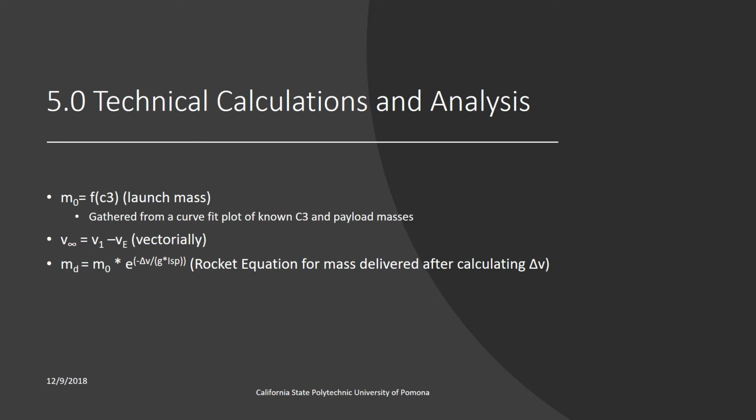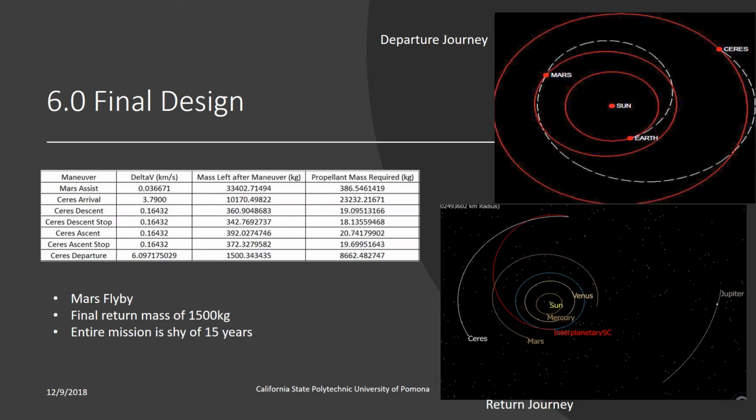We determined our initial mass from the C3 value we determined of our trajectory from Earth to Ceres. The propellant mass for certain maneuvers was determined from the rocket equation given spacecraft delta Vs. The final mission design required a Mars flyby before reaching Ceres and a total mission span of nearly 15 years and a return to Earth mass of 1,500 kilograms, of which 1,270 is the spacecraft and Ceres sample. The mission never goes under 0.6 AU.